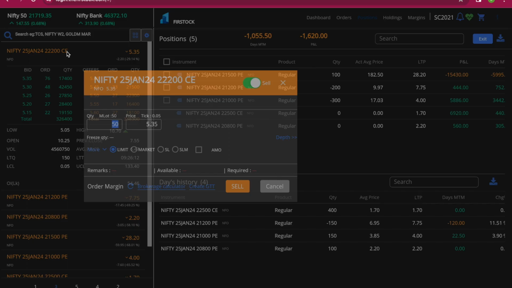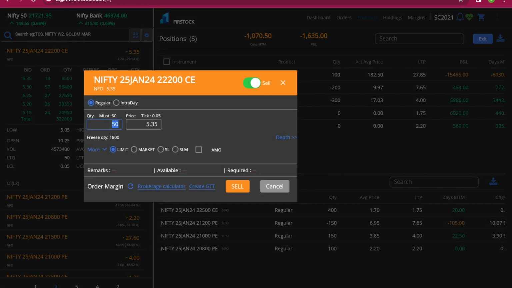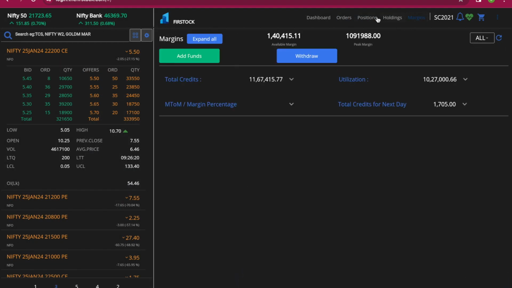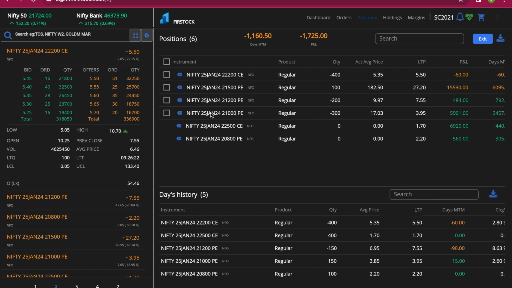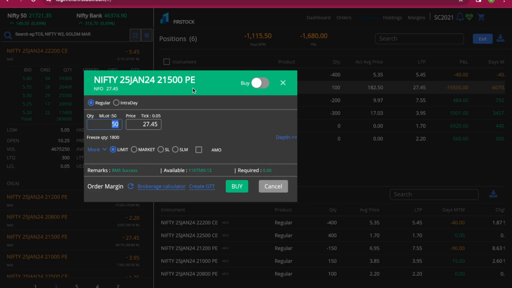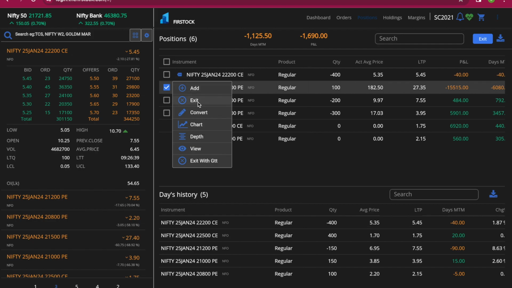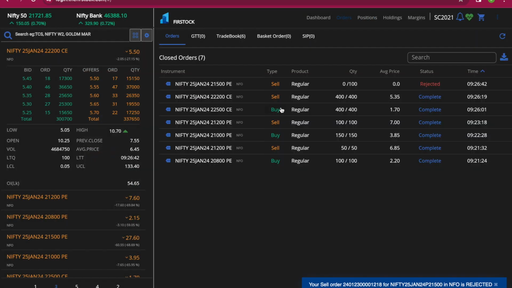Now let's go ahead and sell this. We'll sell 400 lots, and this is at 5.35 levels. Okay, yes, this is executed. These are the margins. What we can do is probably go ahead and exit this 21,500 PE. We can exit this bought quantity, and I think we should be exiting it. I'm sorry, I'm adding it. I should just go ahead and exit this, and this is sell.